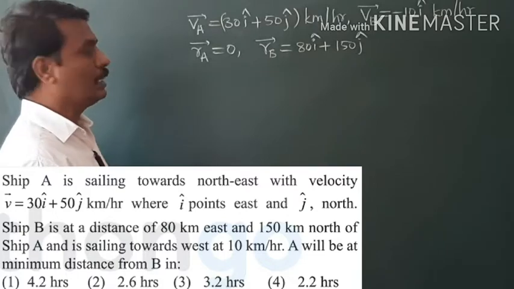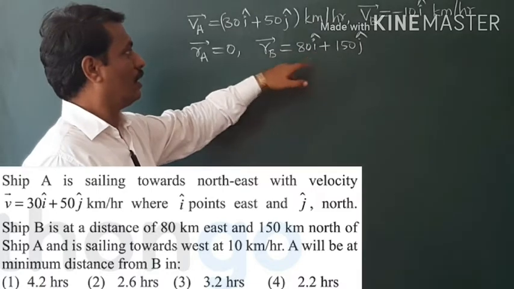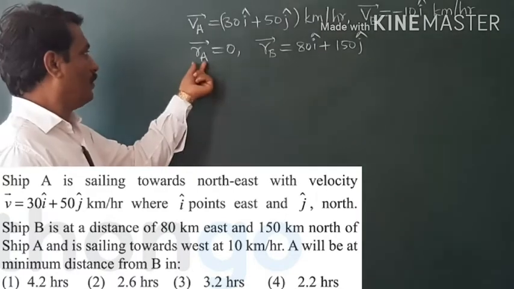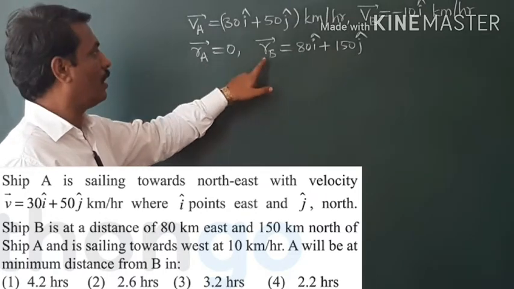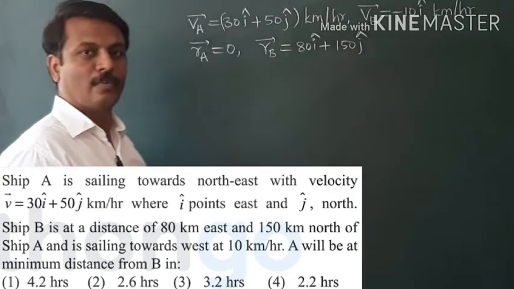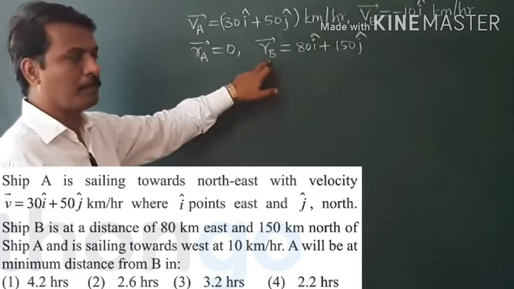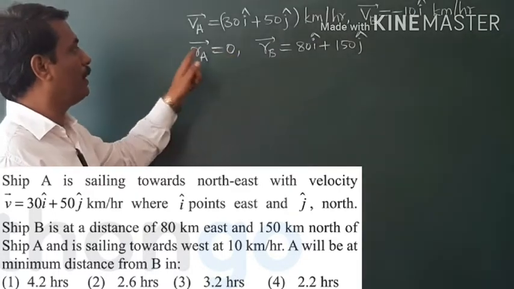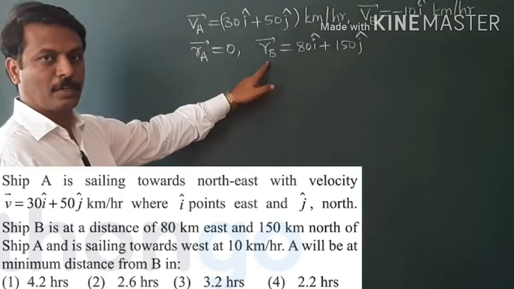It is also given that ship B is at 80 km towards east and 150 km towards north with respect to ship A. If I assume ship A is at the origin, therefore RA is equal to 0, then I can write the position of ship B as RB equal to 80 i plus 150 j. These are the present positions of ship A and ship B. Now the question is, at what time the separation between ship B and ship A will be minimum? Yes, this is the present position of ship A and ship B.